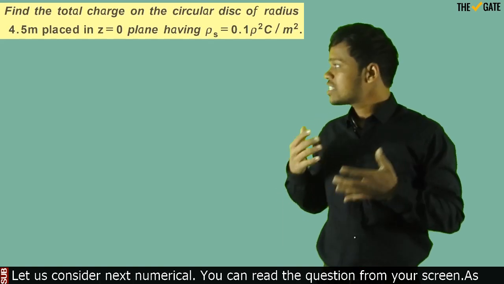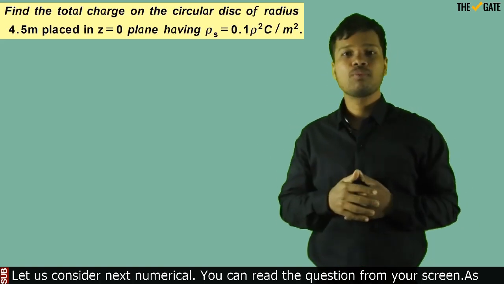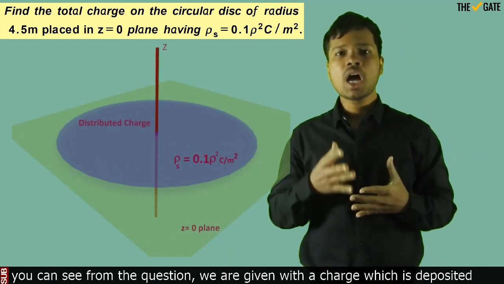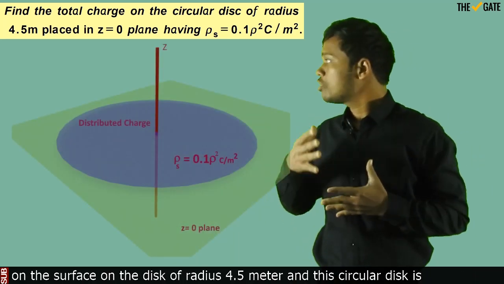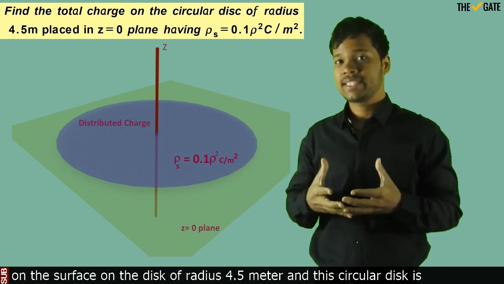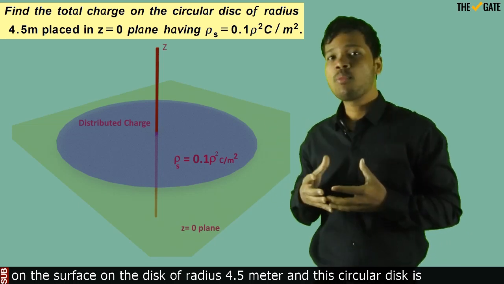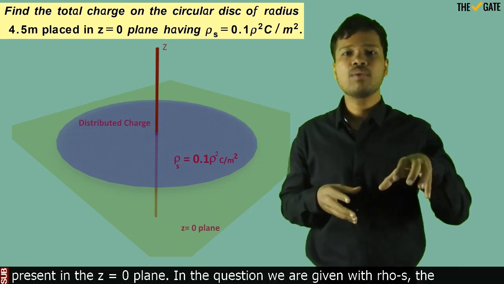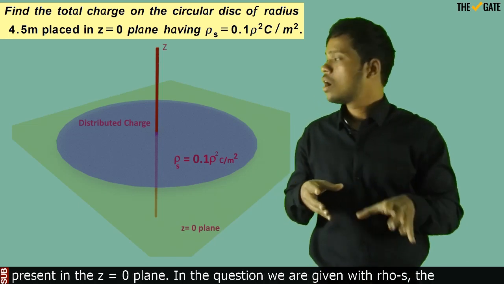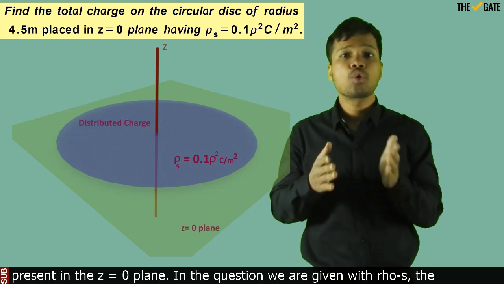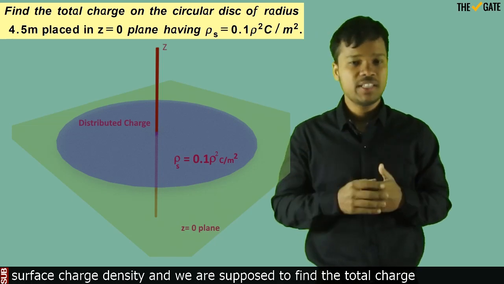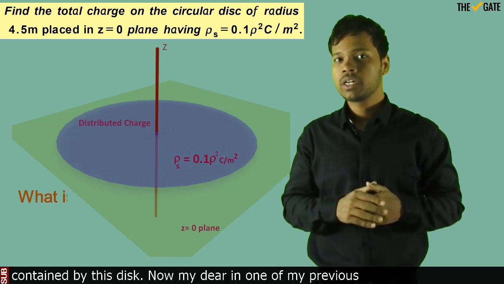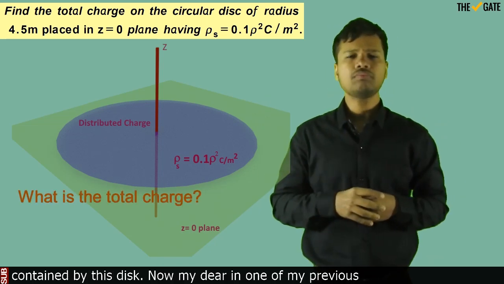Let us consider the next numerical. You can read the question from your screen. As you can see from the question, we are given a charge which is deposited on the surface of a disk of radius 4.5 meter. This circular disk is present in the z equal to 0 plane. We are given rho s, the surface charge density, and we are supposed to find the total charge contained by this disk.